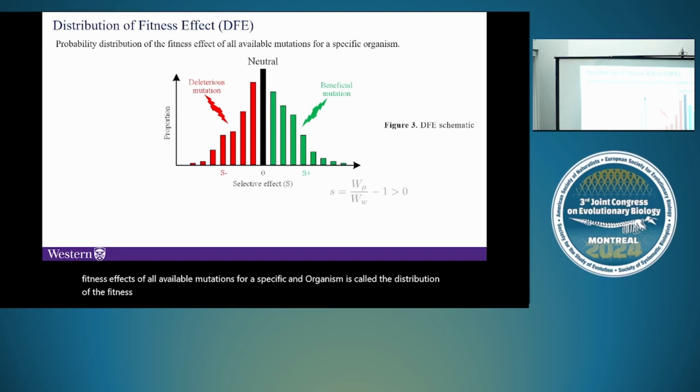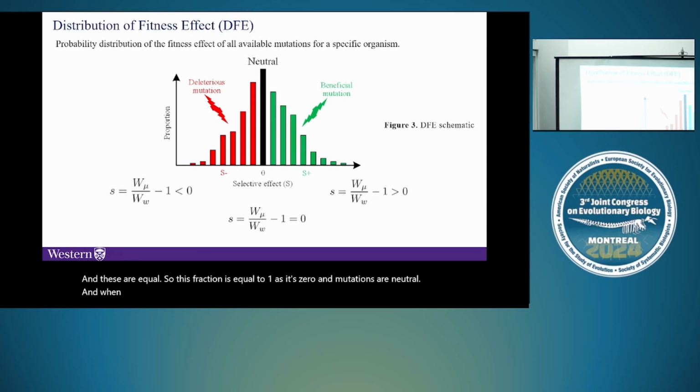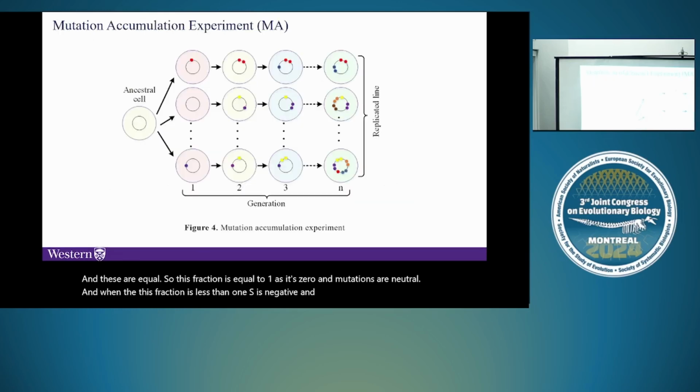So when the fitness of the mutated individual is bigger than the fitness of wild type, it means S is positive, mutations are beneficial. And when these are equal, so this fraction is equal to 1, S is 0, and mutations are neutral. And when this fraction is less than 1, S is negative and mutations are deleterious.